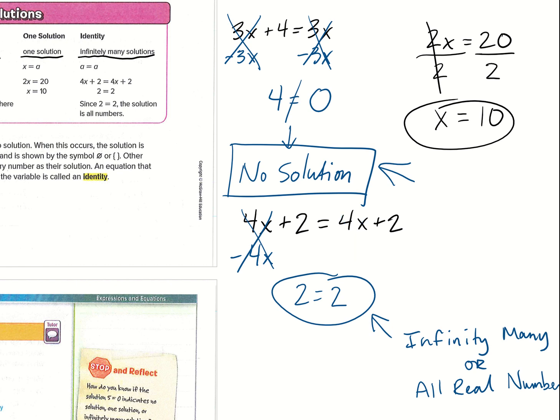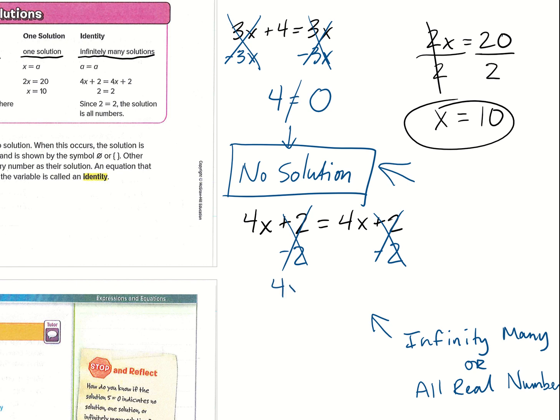Just to show you as well why that is, if we were to do it the other way, so subtract 2 from both sides, those would cancel, and we're left with 4x equals 4x. Any number that you plug in for both x's is going to make this true. So I could plug in 1, we're going to have 4 equals 4. If I were to plug in 10 for both of them, that would get us 40 equals 40.